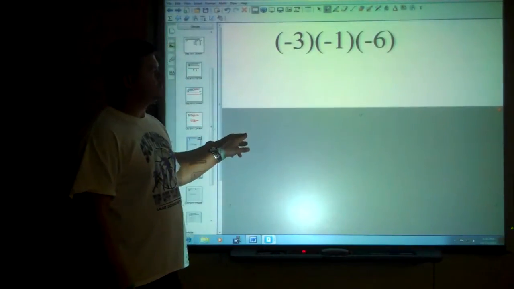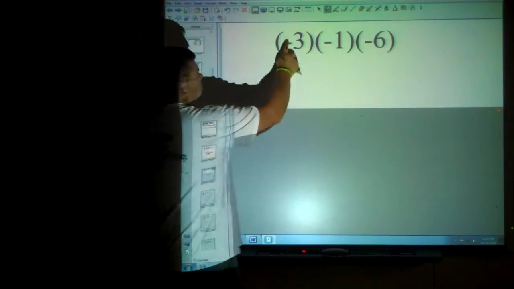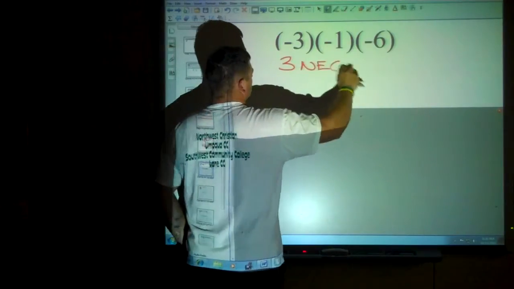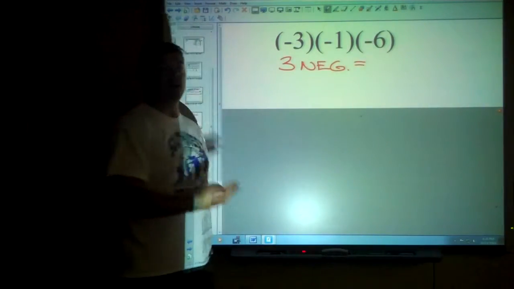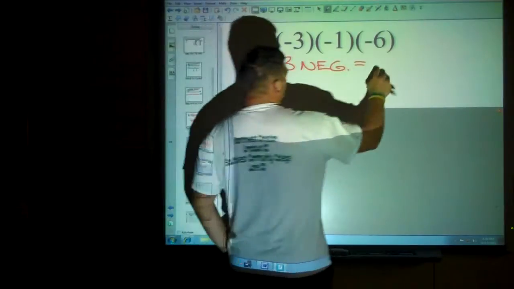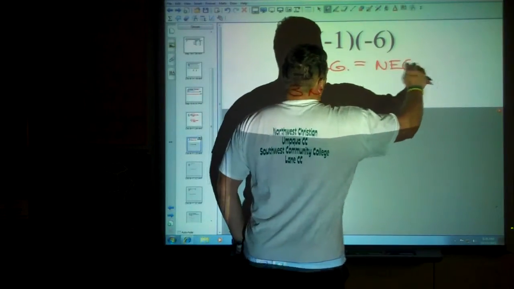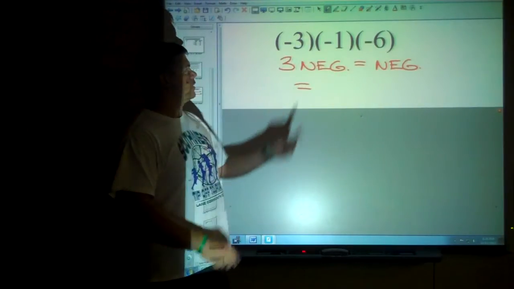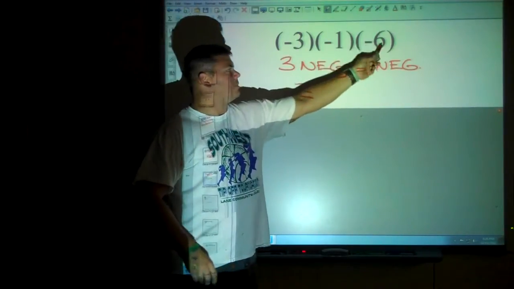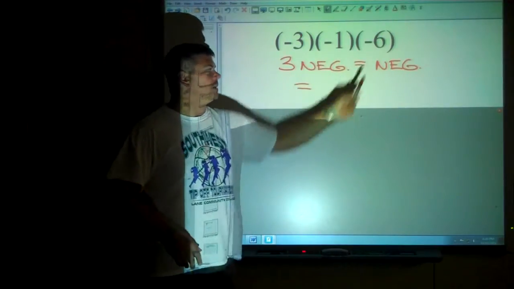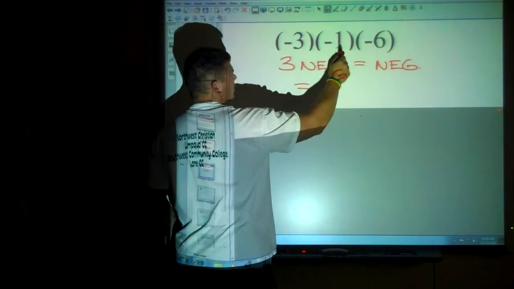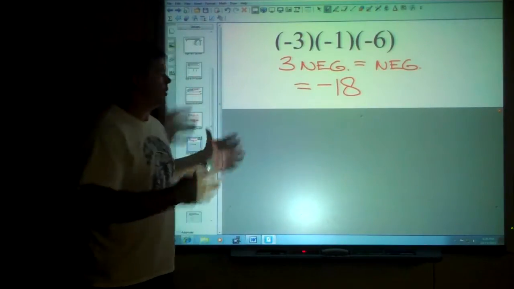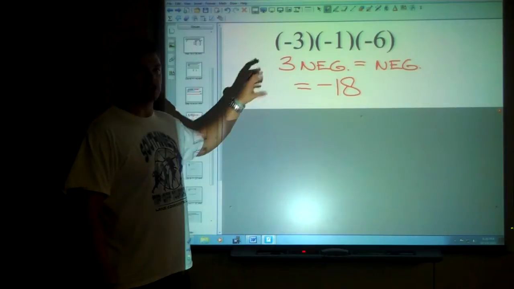Now there's more than two numbers. This time there's 1, 2, 3 negatives. So if there's 3 negatives, that's still an odd number of negatives. It's going to equal a negative answer. It doesn't matter, you can multiply in any order you want. So if you want to do 3 times 1 is 3, and then that 3 times 6 is 18, it doesn't matter. It's going to be a negative answer regardless. 6 times 1 is 6, and 6 times 3 is 18. It's going to be negative 18, however you multiply it, as long as you pay attention to your signs.